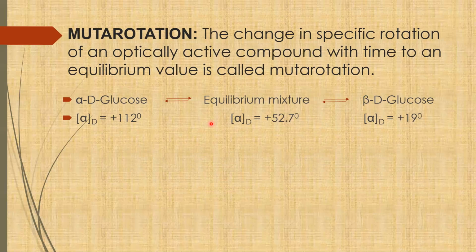Mutarotation is the change in specific rotation of an optically active compound with time to an equilibrium value. I repeat, mutarotation means the change in specific rotation of an optically active compound with time to an equilibrium value. So alpha D glucose has a rotation of 112 degrees. At equilibrium, it has positive 52.7 degrees, whereas beta D glucose has an angle of rotation of 19 degrees.